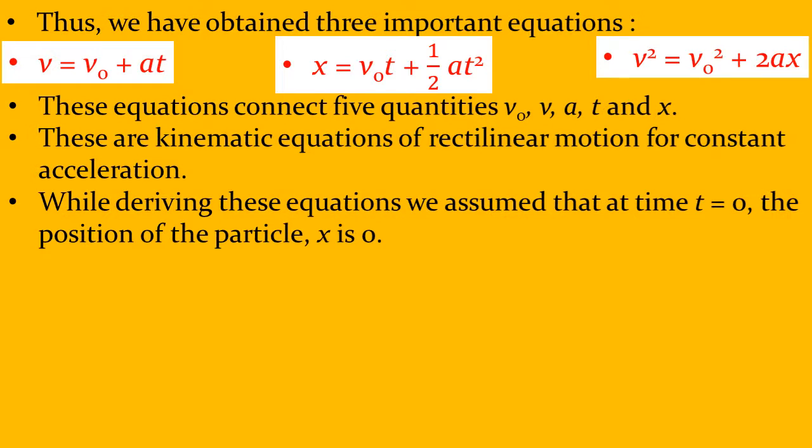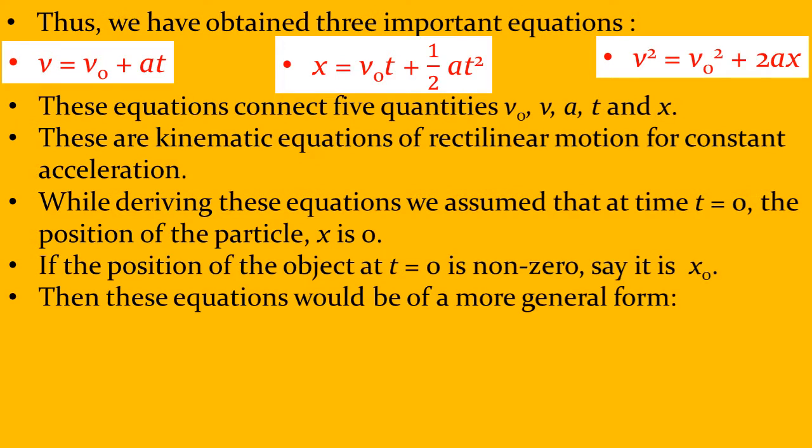While deriving these equations, we assume that at time t equal to 0, the position of the particle x is also 0. But this may not be so always. If the position of the object at time t equal to 0 is not 0, say it is some value x0, then these equations would be of a more general form, like this.